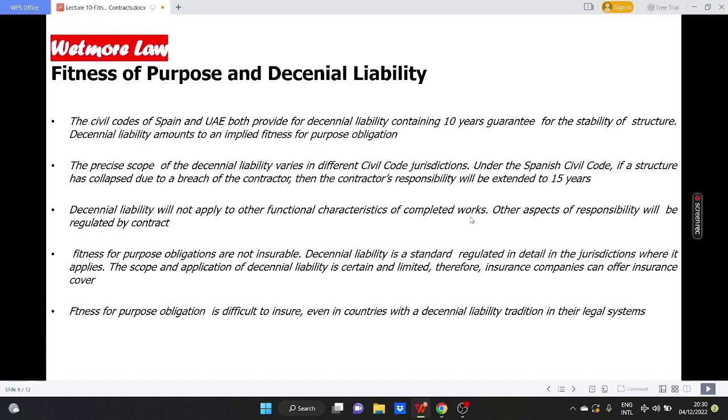Decennial liability will not apply to other functional characteristics of completed works. Other aspects of responsibility will be regulated by contract. Fitness for purpose obligations are not insurable. Decennial liability is a standard regulated in detail in the jurisdictions where it applies. The scope and application of decennial liability is certain and limited. Therefore, insurance companies can offer insurance cover. Fitness for purpose obligation is difficult to insure, even in countries with a decennial liability tradition in their legal systems.